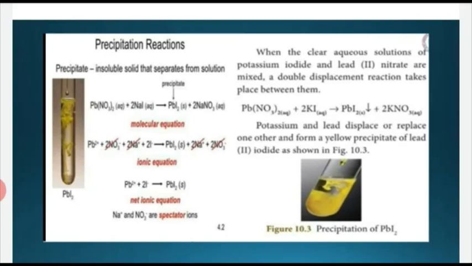When the clear aqueous solutions of potassium iodide and lead nitrate are mixed together, a double displacement reaction takes place between them. Potassium and lead displace or replace one another and form a yellow precipitate of lead iodide. You can see this in this test tube.